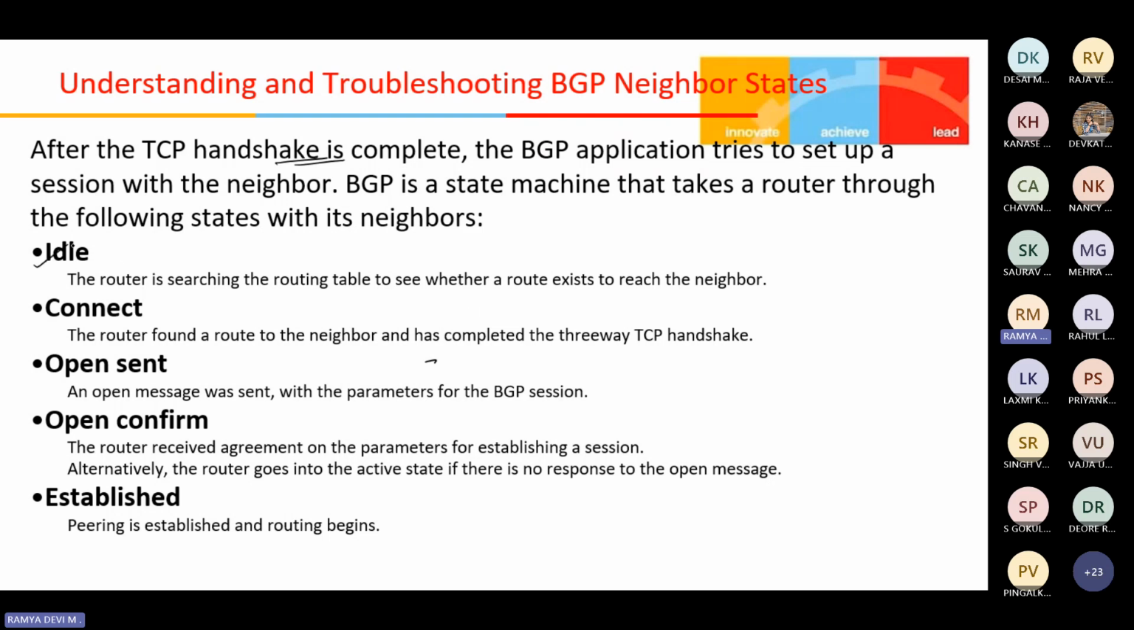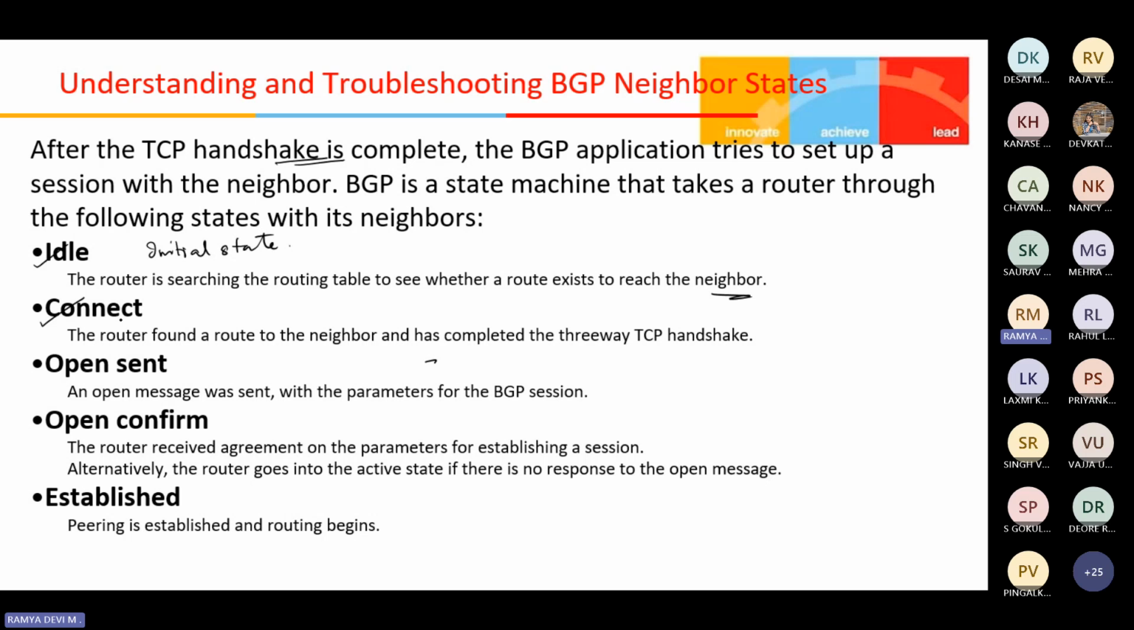So the first one is the idle state. This is the initial state. The router will be looking for a valid route in its routing table to reach the corresponding neighbor. If any route is there, it will take it. If no route exists, the session cannot proceed. If I have a route, the router will do the transitions in order to make the connection.